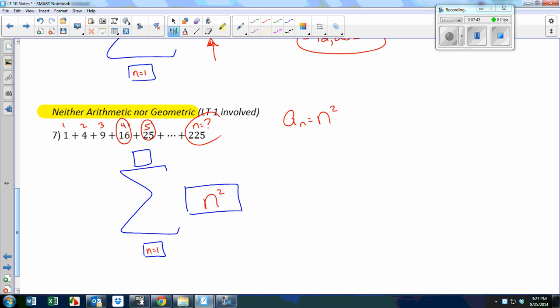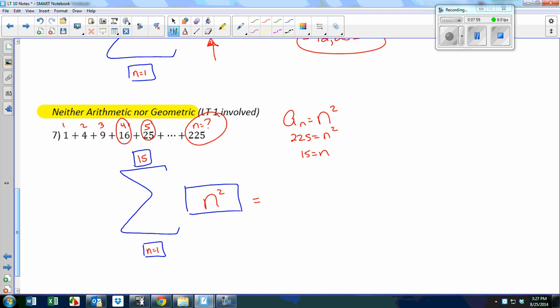Then it doesn't take long to figure out, well, what would you square to make 225? Now we put 225 in here, and n squared. We could take the square root of both sides. n is 15. So the 225, the last term, is the 15th term.